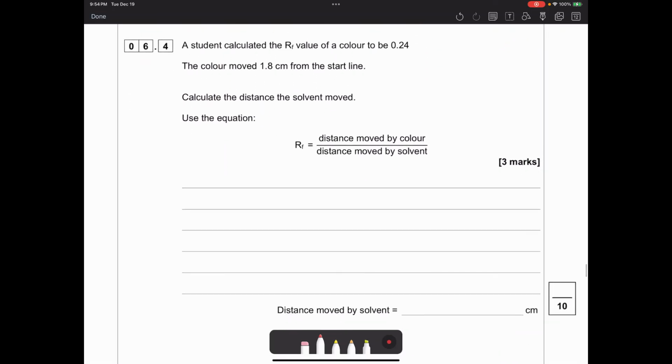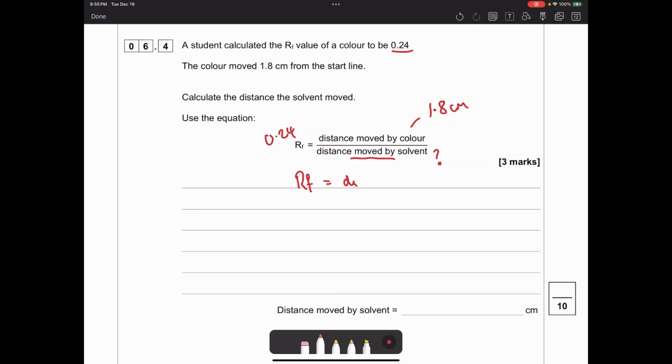Right, 6.4 then. The only calculation that you've got to be able to do is an RF value. A student calculated the RF value to be 0.24. The colour moved up 1.8 centimetres from the start line. So we know our distance moved by the colour is 1.8 centimetres and our RF value is 0.24. Calculate the distance moved by the solvent front. So what I need to do then is rearrange the equation to make the distance moved by the solvent the subject of the equation.